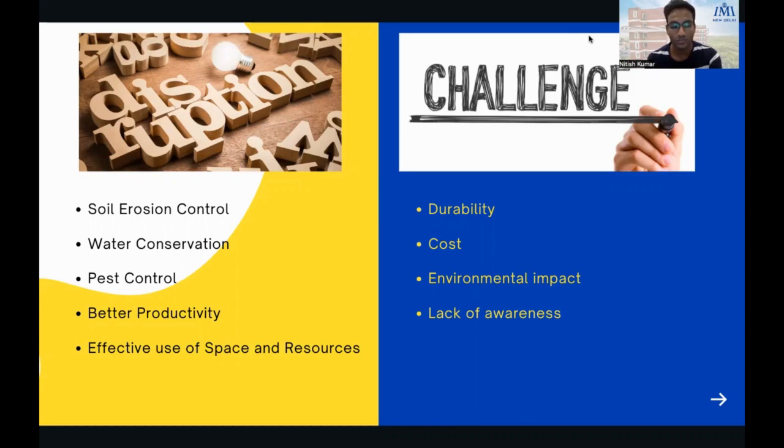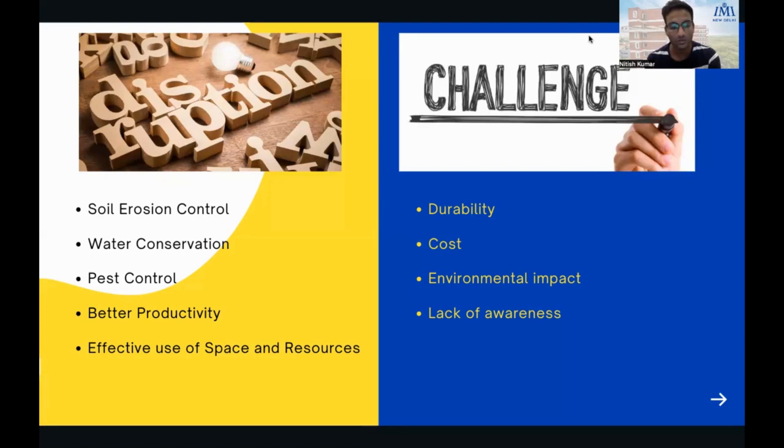Now coming to water conservation. Water scarcity is a major concern in many parts of the world, and agrotech textiles are designed to promote water conservation by retaining moisture in the soil and reducing evaporation. So it can be revolutionary in solving the problem of water conservation.